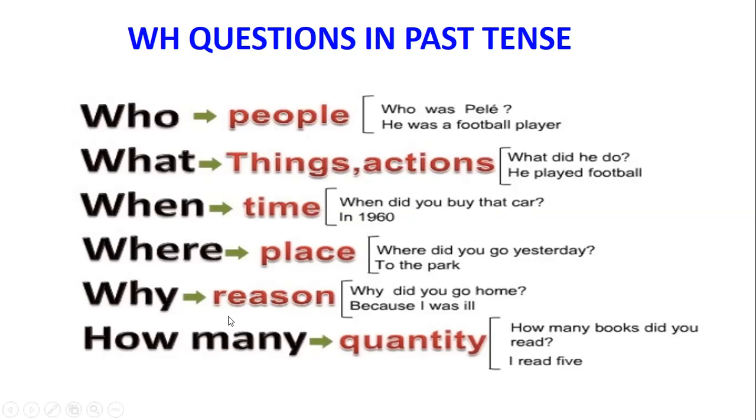When we use how many, we're asking about quantity. How many books did you read? I read 5. Recuerda que el read es un verbo irregular que en el presente se lee read, pero en el pasado se lee read, como el color rojo, ¿verdad? Entonces, para decir que estoy usando pasado, tengo que pronunciarlo bien. I read 5. Okay, so that's it.